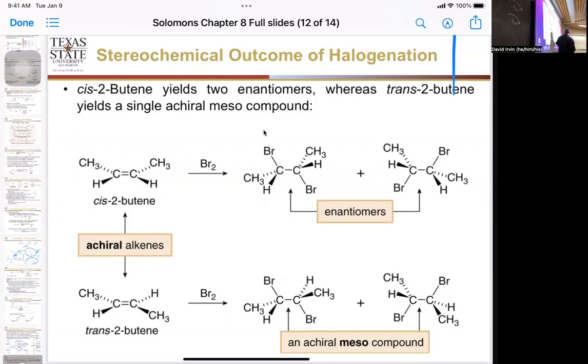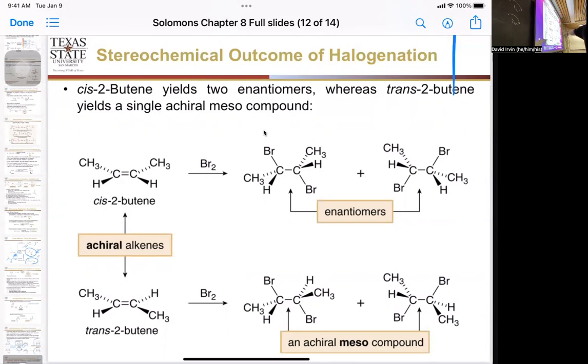But what if we rotate this around? The methyl group goes back, the hydrogen comes out, and we have a mirror plane. Okay, so you have to look at this. If I asked you what are the products of the cis-butene, you're going to draw them, and you're going to look for a mirror plane. If you don't have a mirror plane, leave both of the compounds there.